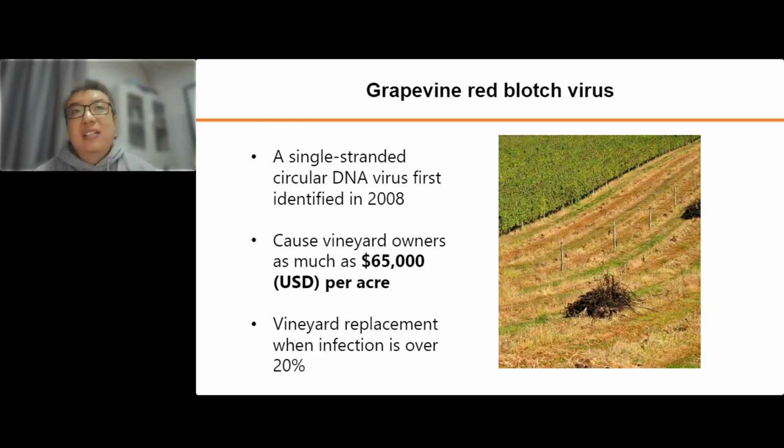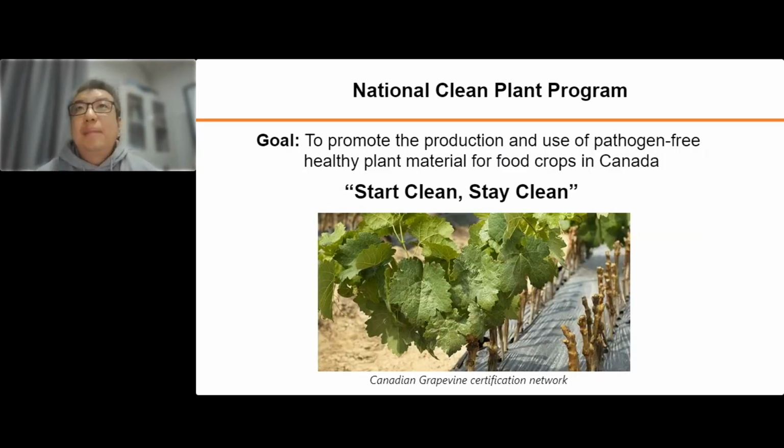And the vineyards, once it has been infected over 20%, it has to be replaced. So actually in Canada, there is a national clean plant program. The goal is to promote production and use of pathogen-free healthy plant material for food crops in Canada. So the slogan is "start clean and stay clean."